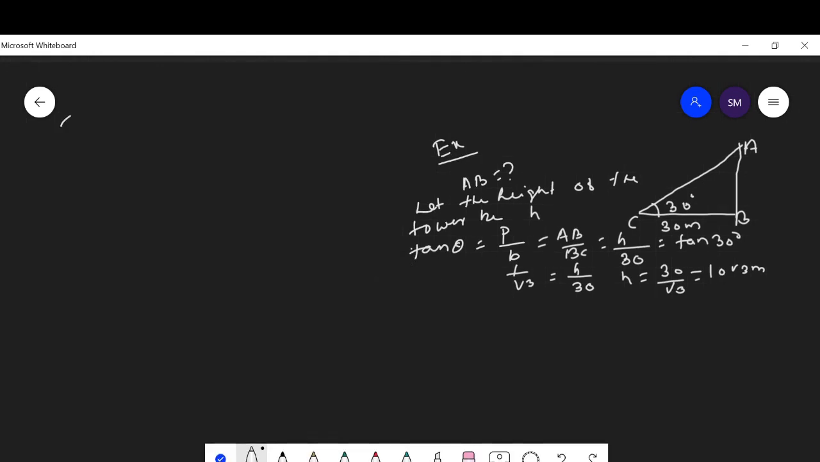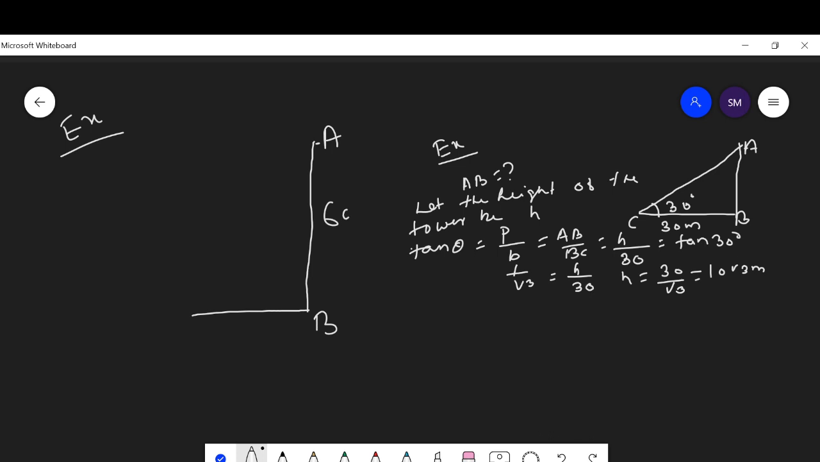Here another question says, a kite is flying at a height of 60 meter above the ground. Suppose this is the ground level, and this point is called B. Suppose here is the point where the kite is flying.